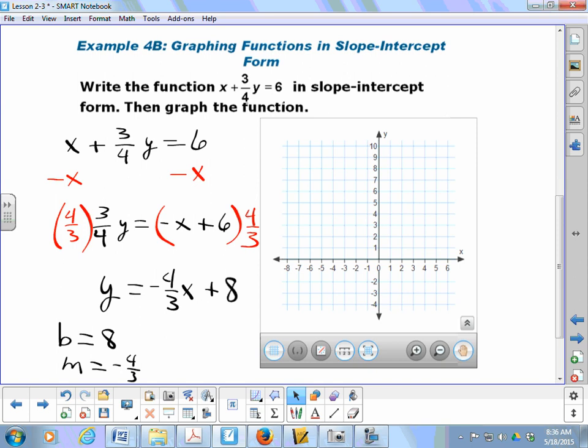So y-intercept is 8. Slope is negative 4/3, so we go down 4 and to the right 3. So from 8 down to 4 and over 3. There's our second point, and we draw our line. All right, so the hardest part about this is sometimes getting it into the slope-intercept form, but move the x and divide by the coefficient of y.